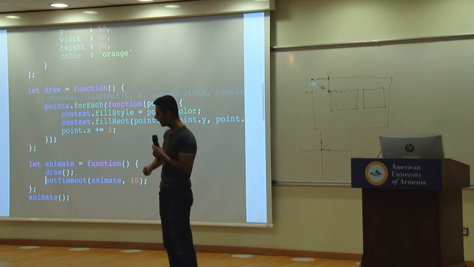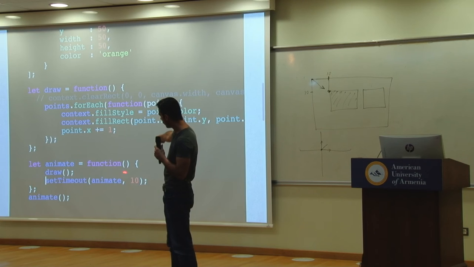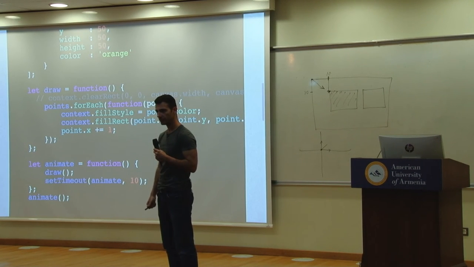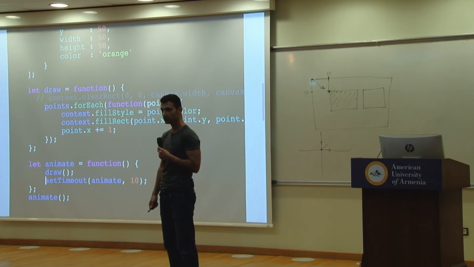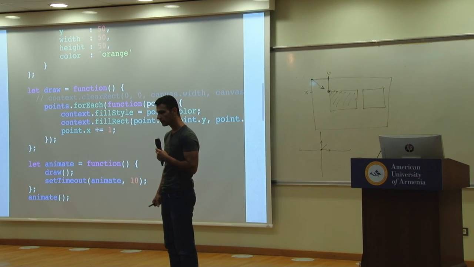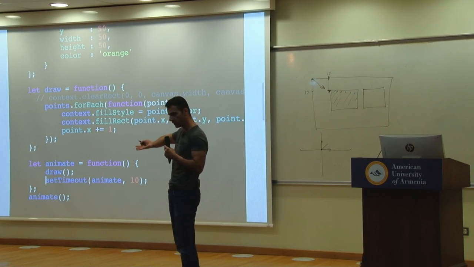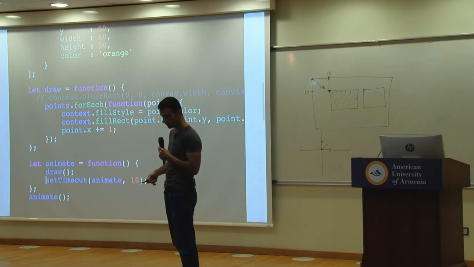Okay. So we call animate, it draws, waits, calls animate again, draws, waits, calls animate, draws, waits. This is an example of a recursive function. It's an infinite recursive function. Yeah, we could have put a termination case, some condition that if it broke, it would stop. Right, here it goes forever.